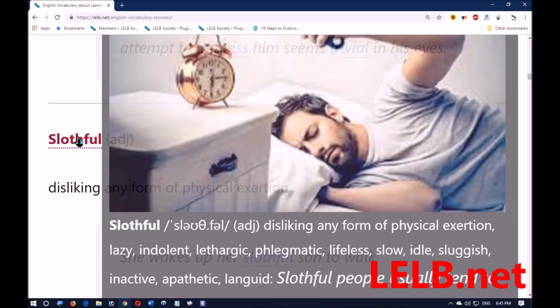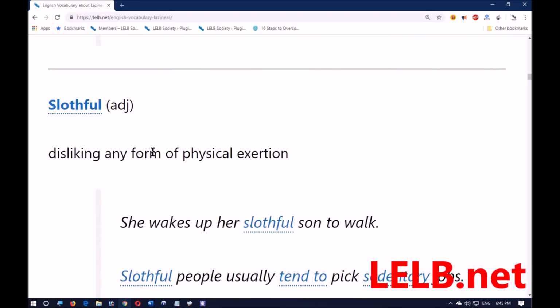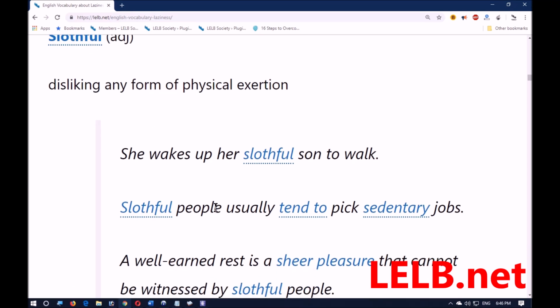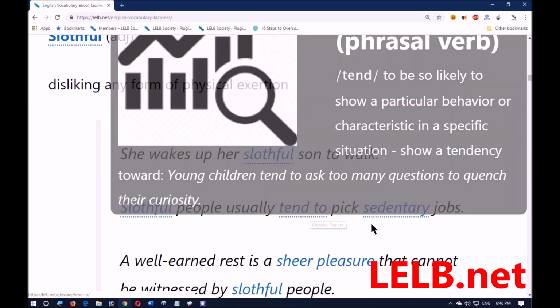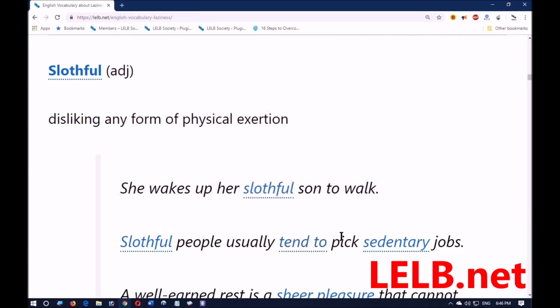Slothful. It means disliking any form of physical exertion, lazy, indolent, lethargic, phlegmatic, lifeless, slow, idle, sluggish. Disliking any form of physical exertion, as I said. She wakes up her slothful son to walk. Slothful people usually tend to, or have a tendency, inclined to, means show a particular behavior or characteristic in a specific situation, show a tendency to pick.